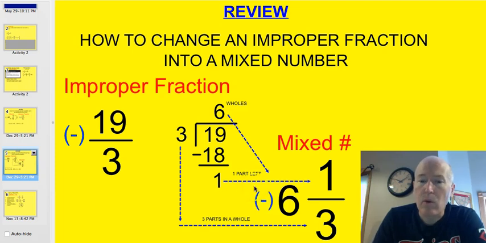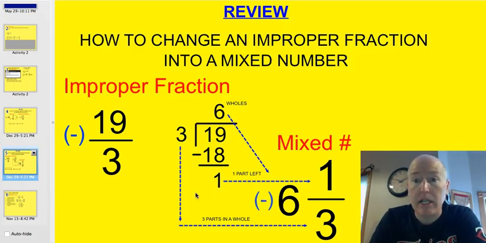Now what do I do? Well, the wholes, this is your answer. You have 6 wholes, and there's 1 part of 3 parts remaining. If it's a negative, then it would be a negative 6 1/3. You have to double check when you're working with negative numbers. Did you remember to carry the negative through? Is it really a negative? Was it 2 negative numbers which multiplied together would be a positive number? So just keep an extra awareness of that.